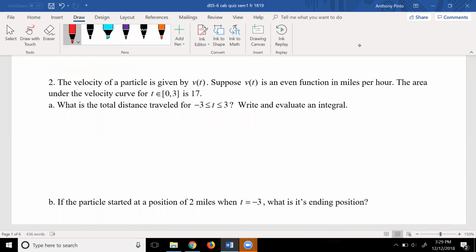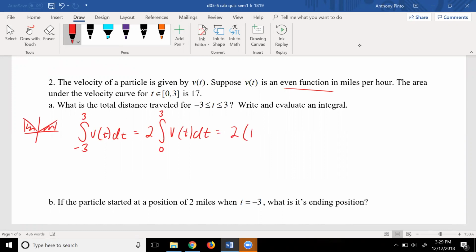So the key here is that we have an even function. So from -3 to 3, this is just the integral of velocity. All right, and we know that from 0 to 3, it's 17. So being an even function, remember with even functions, we just have to multiply that area by 2. So it's 2 times the integral of 0 to 3 v of t dt, or 2 times 17, which gives us 34. And because velocity is in miles per hour, the integral of that is position. That'll be in miles.